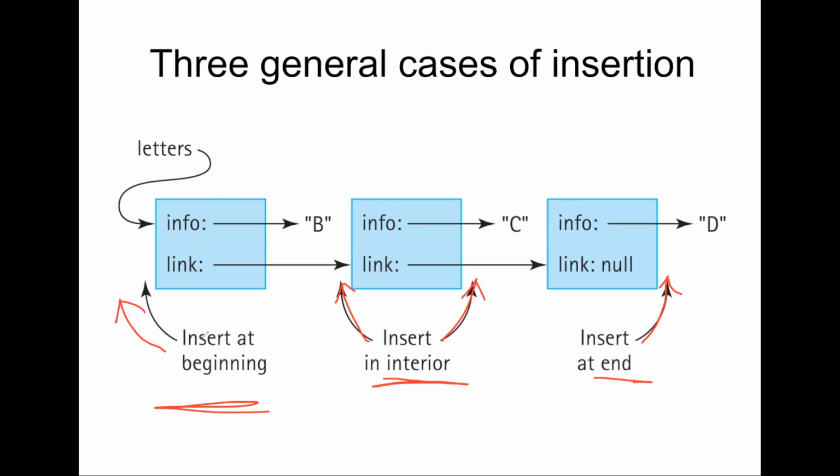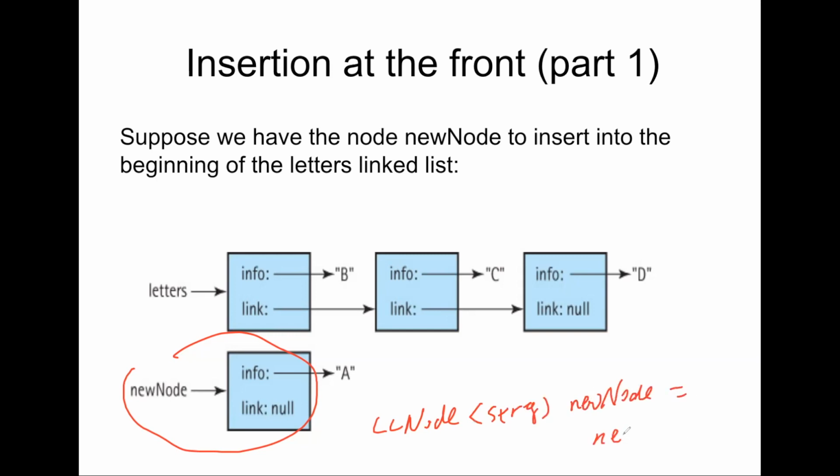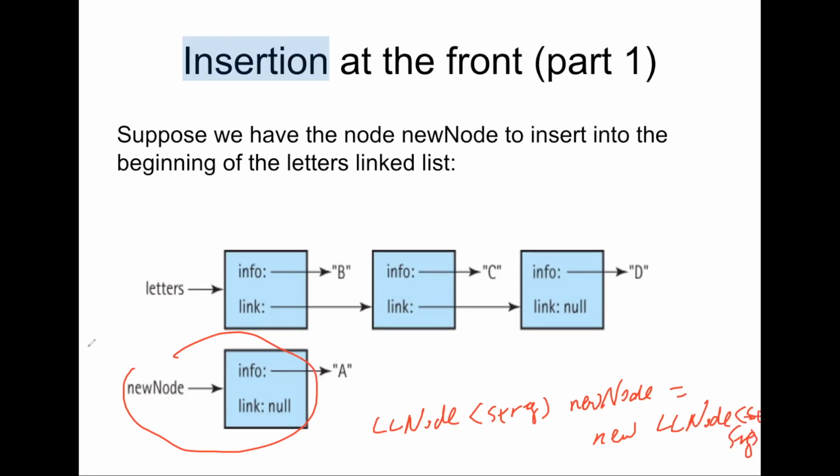Let's look at the example of inserting data at the beginning of the linked list and see how that works. This use case calls for the insertion of data at the front of your linked list. The very first thing we need to do is to create a new node. This could be done by writing LLNode newNode = new LLNode(string). What we want to do is to insert this new node in between letters, which is the placeholder for the very first node, and the very first node itself.